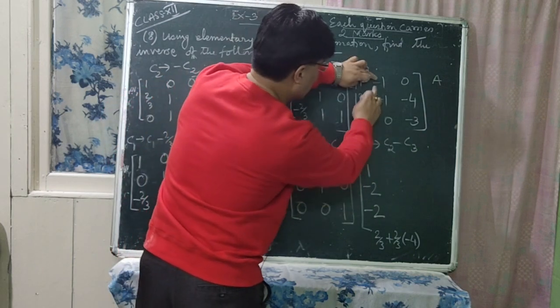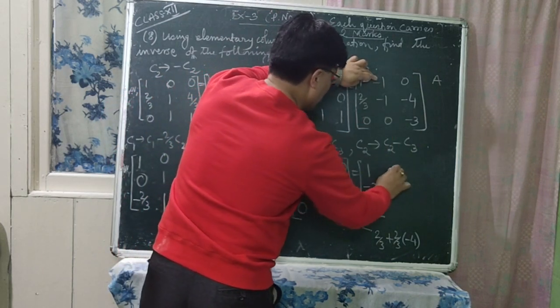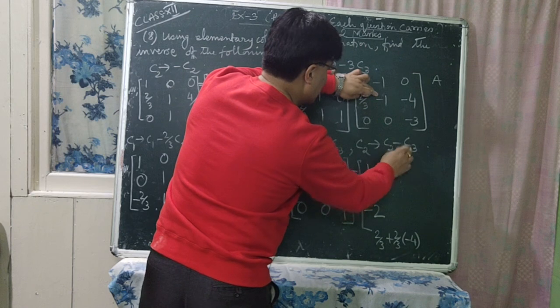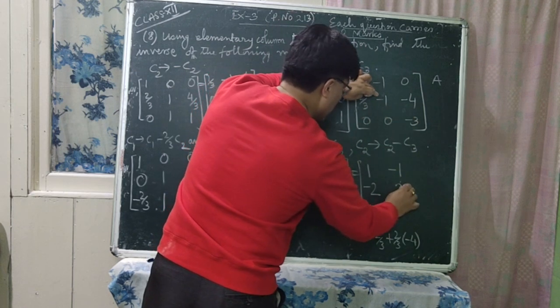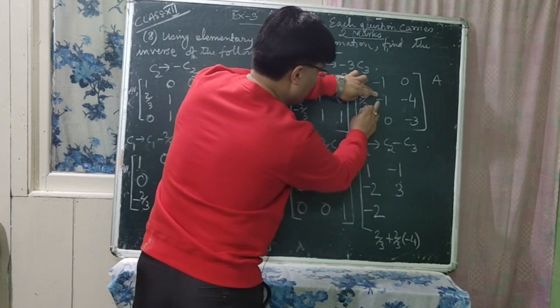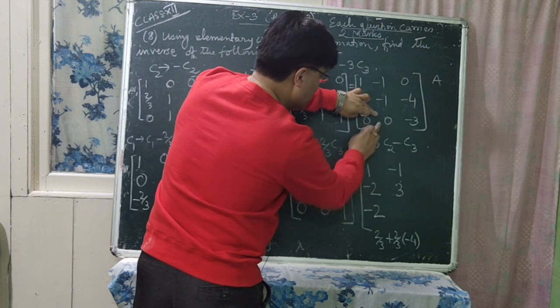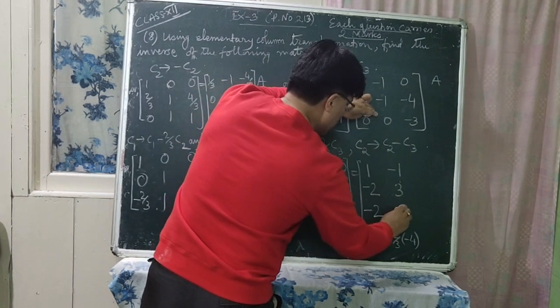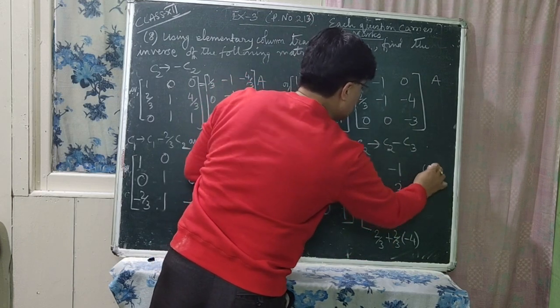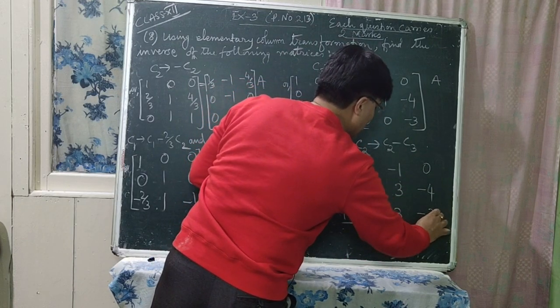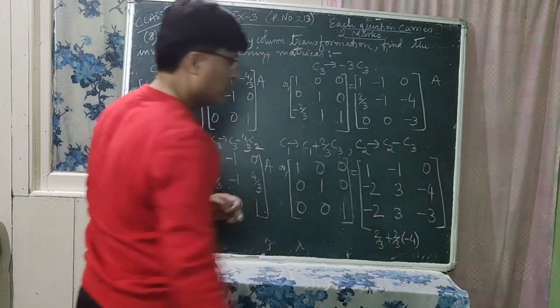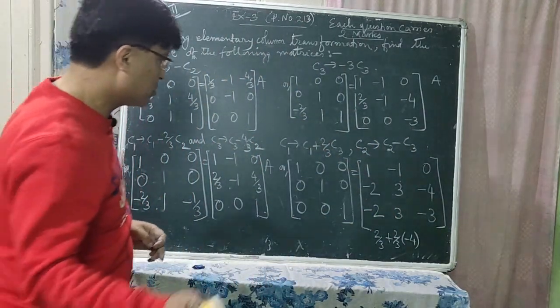C2 minus C3, minus 1, minus 0, minus 1, C2 minus C3, minus 1, plus 4. That is your 3. Minus 1, minus into minus, plus 4, that is 3. Next one is 0, minus 2, minus, plus 3. And this is 0, minus 4, minus 3. So I think you have understood it.